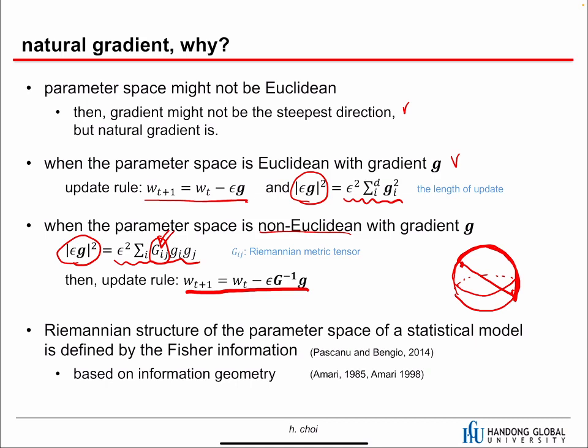In the Newton method, we have a function here and the parameter, and we actually check the shape of the function based on the second order derivatives. But in the natural gradient, we are not talking about the shape of the function. We are talking about the shape of the parameter based on the likelihood distribution. And the Riemannian structure of the parameter space of a statistical model can be defined by the Fisher information, based on the information geometry by Amari.